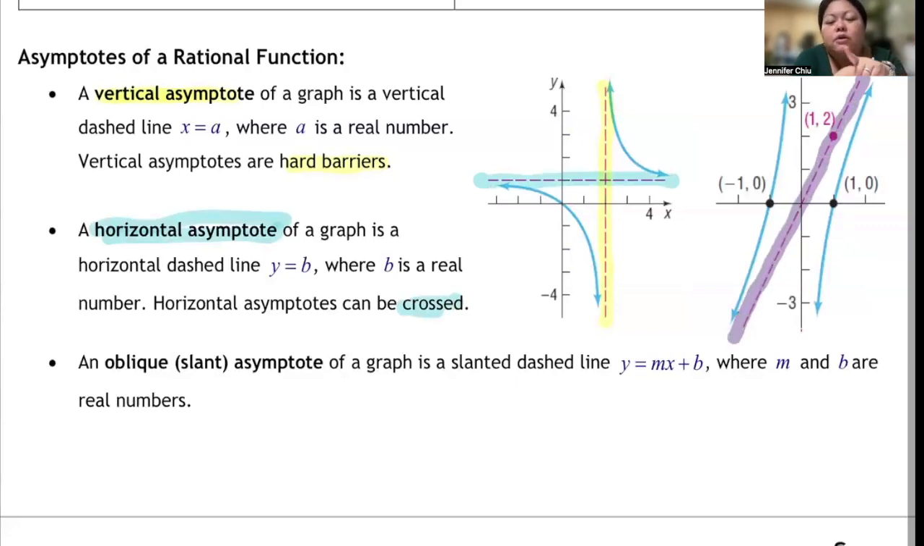And as you can see, our graph is still leaning towards those lines, but it's going to be slanted. So that's an oblique asymptote. Most of the time I shorthand these. I call these VA, vertical asymptote, HA, horizontal asymptote, and OA, oblique asymptote. An oblique asymptote is usually in the form of y equals mx plus b. It's a linear function, and you can graph this out using your knowledge of what linear functions can do.